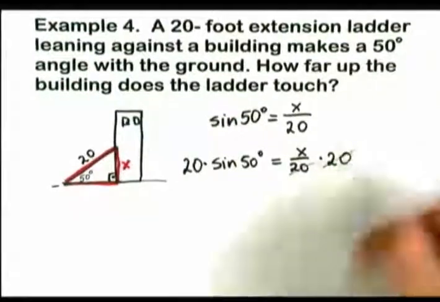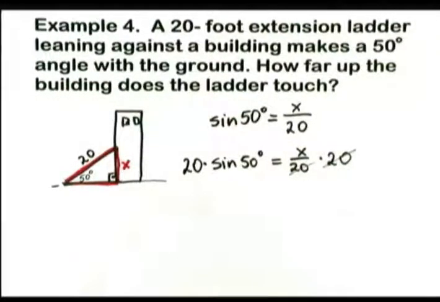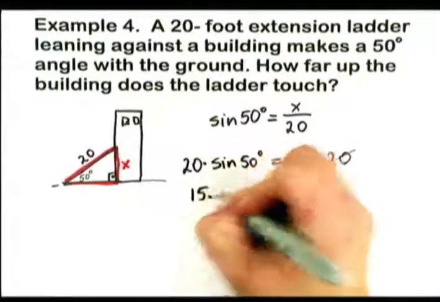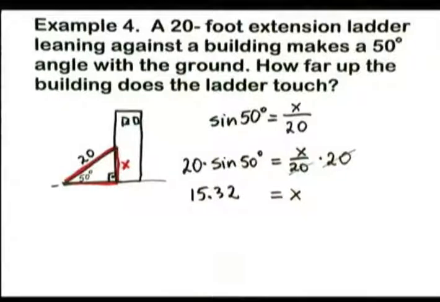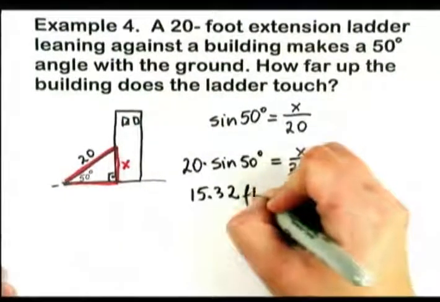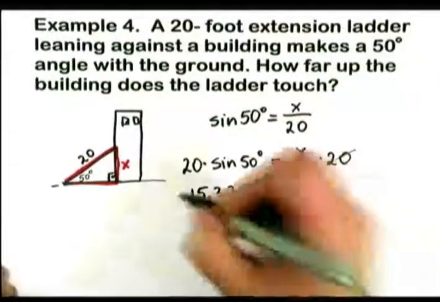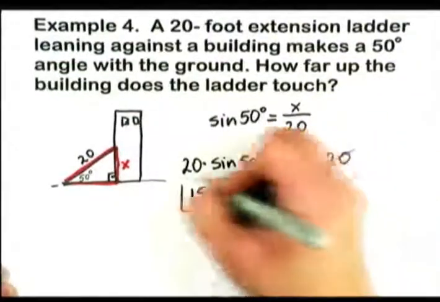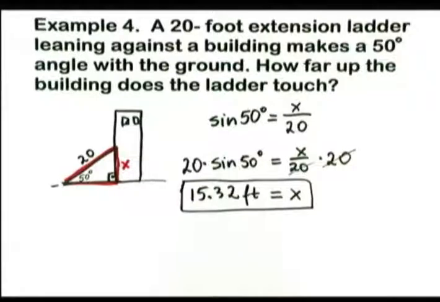This 20 cancels out. So we have that x is equal to, and we can punch everything on the calculator, 20 times sine 50 degrees. Make sure that you are in degree mode. So this is 15.32, and feet, because the ladder is in feet. So that's how far up the building: 15.32 feet up the building, the ladder touches the building.